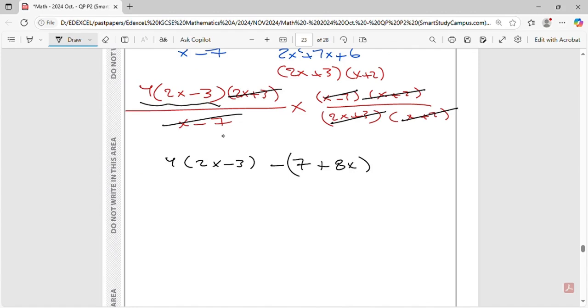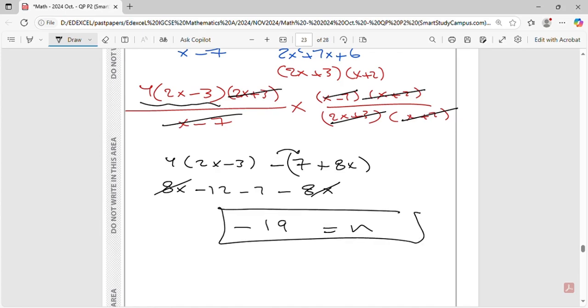I will expand 4, it will be 8x minus 12, expand negative, it will be negative 7 minus 8x. We can note that I can cancel 8x minus 8x, and the negative 12 minus 7 will be negative 19, which is the value of n. So this is the end.